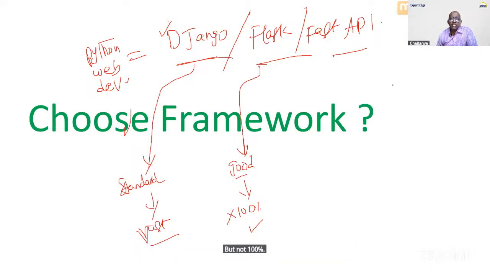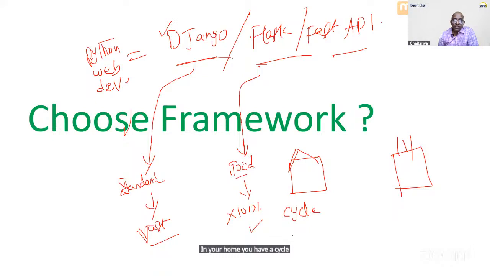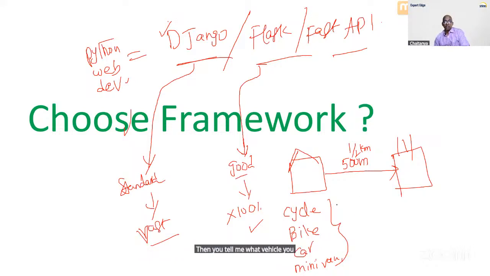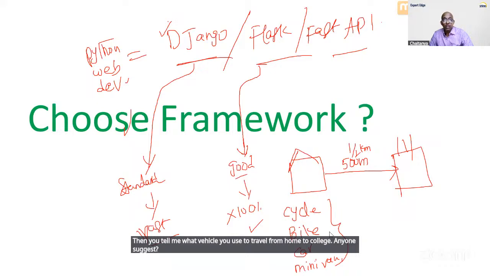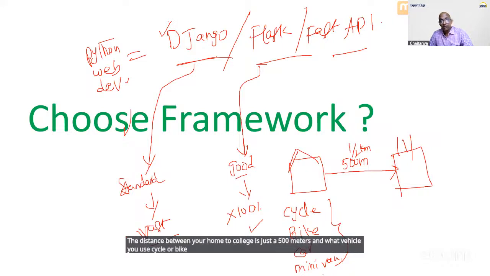Just to give a simple example for your better understanding: there is your home and there is your college. In your home, you have a cycle, a bike, a car, and a minivan also. All four vehicles are available in your home. You are a rich guy, let us say. If the distance between your home and college is just 500 meters, which means half a kilometer, tell me what vehicle you use to travel from home to college. Anyone suggest? Cycle or bike or car or minivan? Cycle.